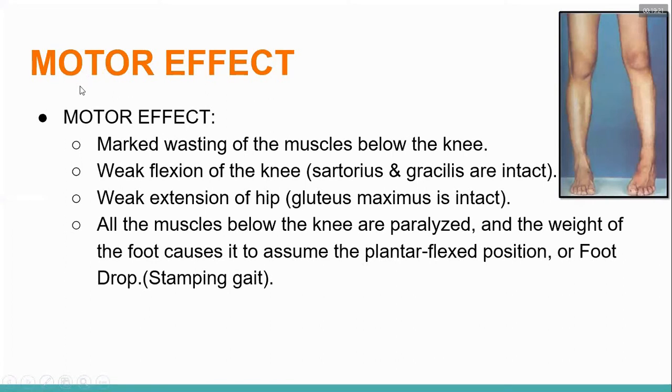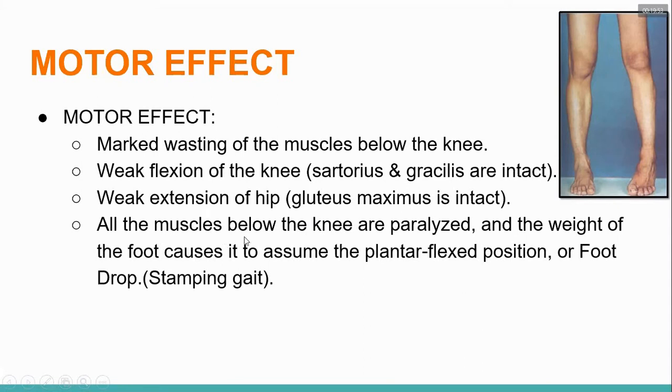So motor effect, as I've already discussed, all the muscles of the foot and leg are affected. So you can see a marked wasting of these muscles. There will be wasting of the muscles below the knee, and there will be weak flexion of the knee because sartorius and gracilis are still intact and can do flexion of the knee. Hip extension is also weakened because gluteus maximus can still extend the hip.